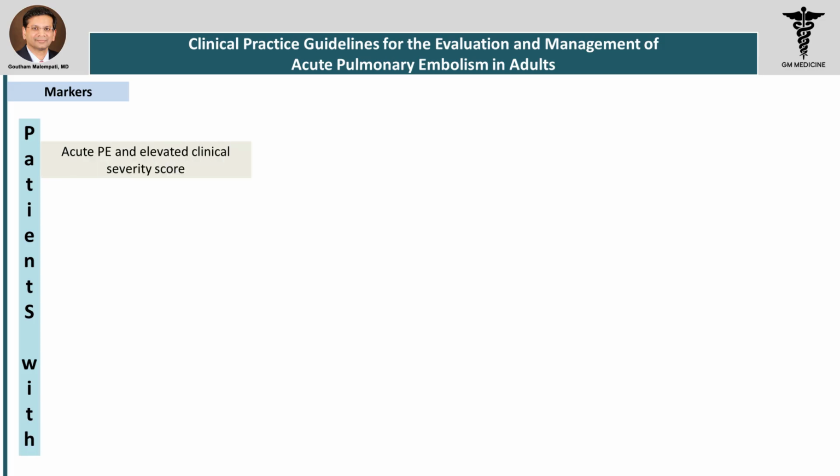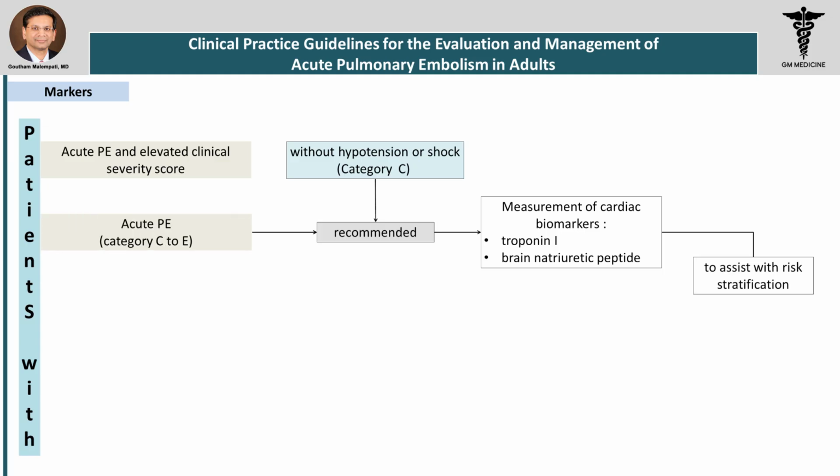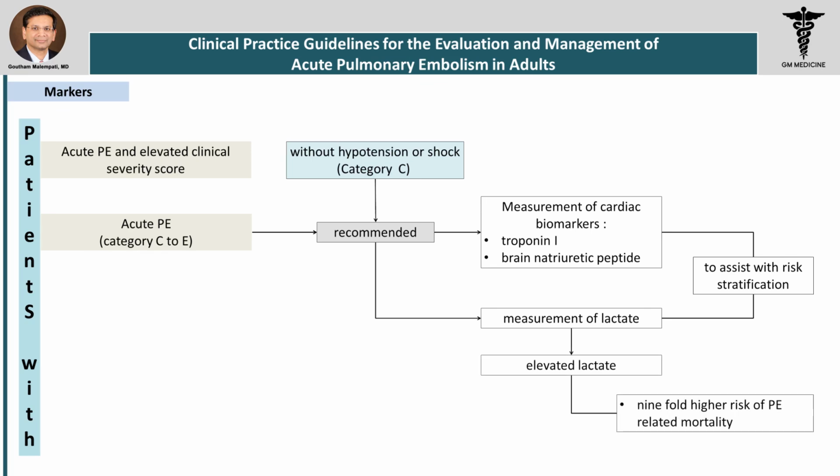Markers in patients with acute PE and elevated clinical severity score without hypotension or shock, i.e. category C. Measurement of cardiac biomarkers such as troponin I and brain natriuretic peptide is recommended to assist with risk stratification. In patients with acute PE category C to E, measurement of lactate is recommended to assist with risk stratification. There is a 9-fold higher risk of PE-related mortality in patients with elevated lactate.